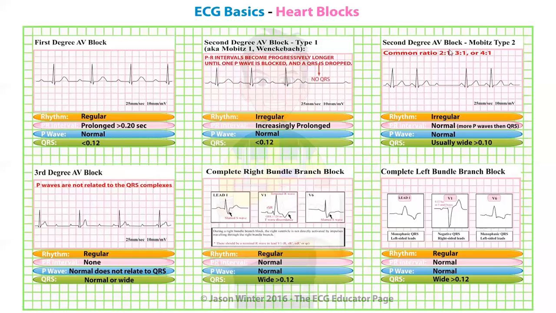Here is our second degree Mobitz type 2, and here again we have an irregular rhythm. Our PR interval is normal. However, you have more P waves than QRS waves. Look here, we have a P wave, you see here's our P, QRS, and our T, and then we've got another P wave. We've got a P wave here, and then another P wave at the beginning of this QRS. That's an indicator of a second degree Mobitz type 2.